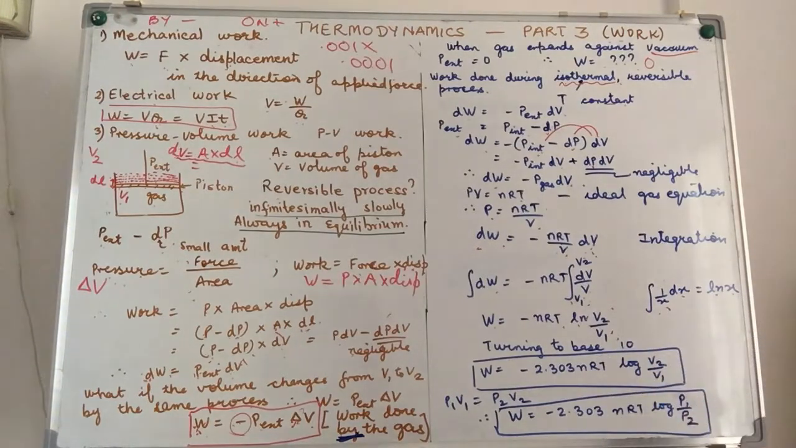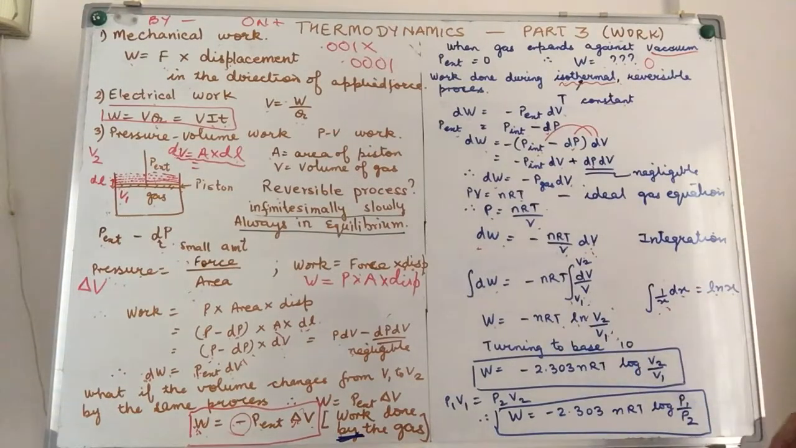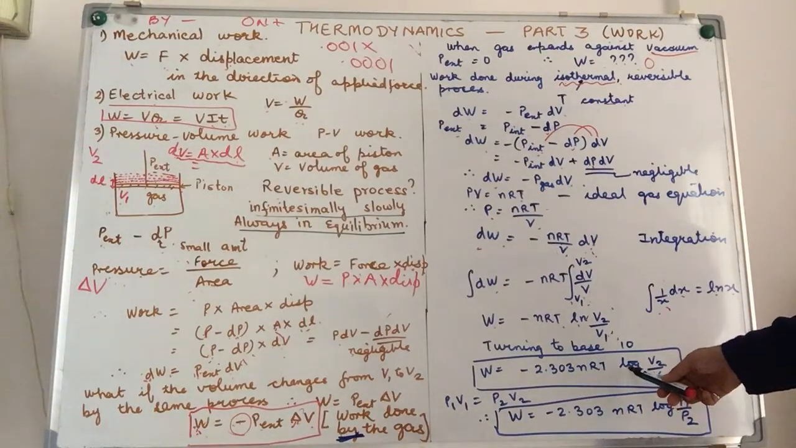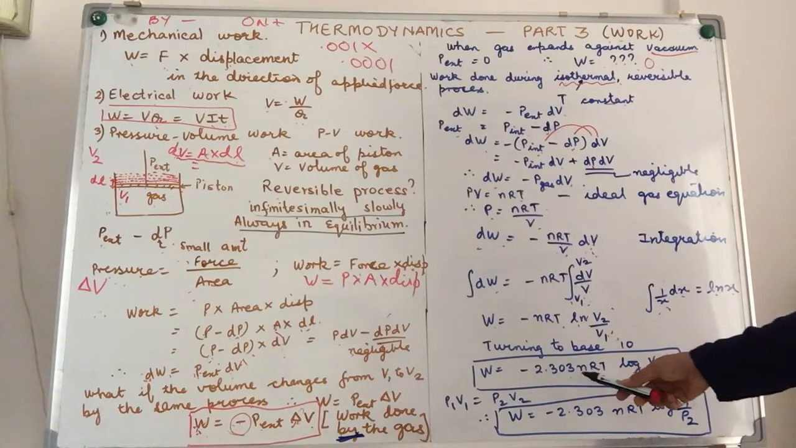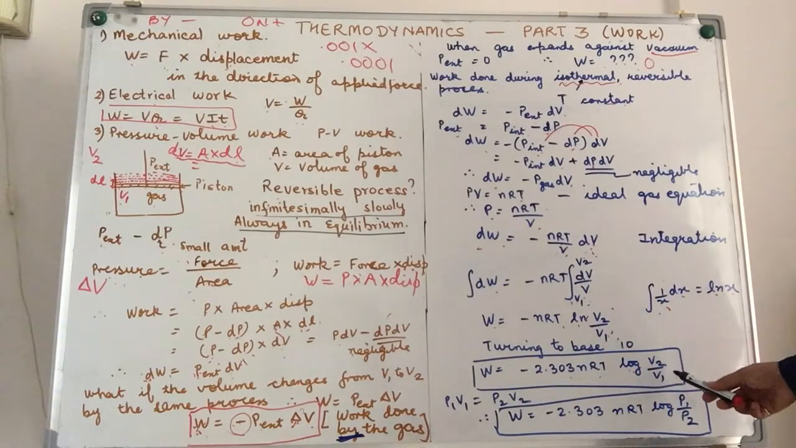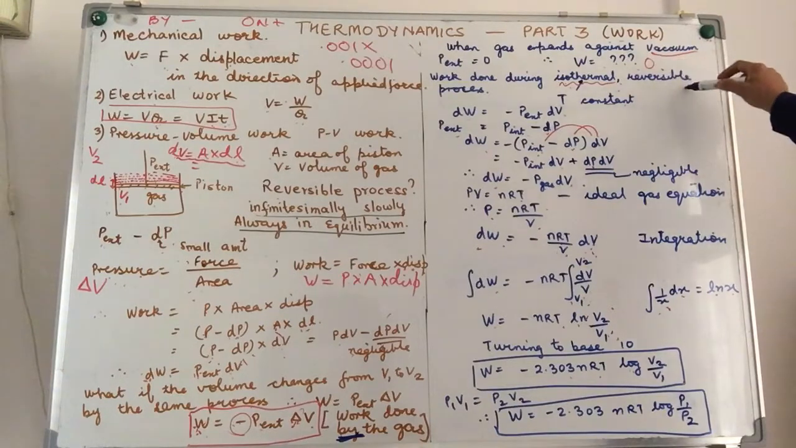It's easier for you to convert it to base 10 because that is the system and those are the logarithmic tables that you are used to. If you are using a calculator, you can work with the natural log system as well. But if you are referring to the tables, you would rather prefer to change it to base 10. So we have W is minus 2.303 nRT log of V2 by V1. That is the work of expansion of the gas under isothermal reversible conditions.